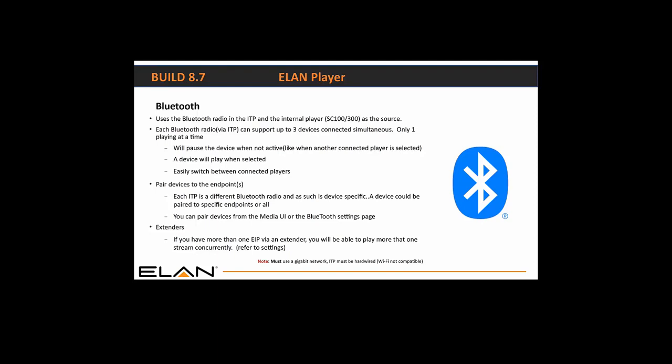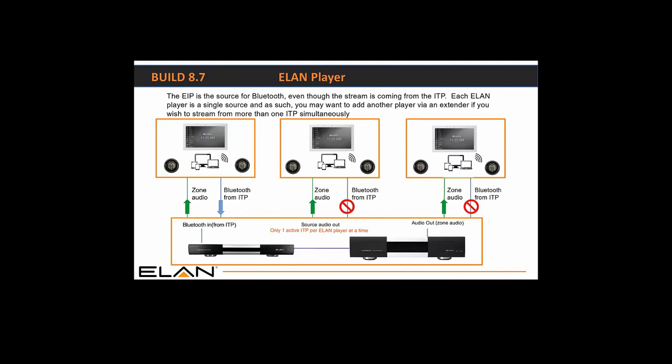Now I think images are worth 1,000, so I've made some images. In each of these 3 rooms, there's an ITP, there's speakers, and there's devices connected, right? Since I only have one Elan player in this particular picture, the SC300, it's only going to allow one of those at a time.